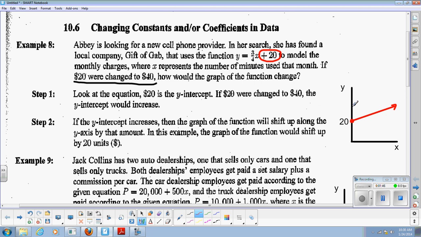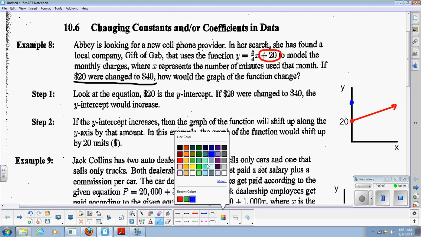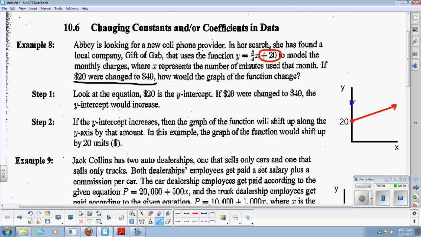Well, where is 40 compared to 20 on the graph? That's right, 40 would be above that. So the dot for the start of the graph would actually be higher on the graph. And since the slope didn't change for that, that line will run at the same rate. So then how does the graph change? It just starts higher on the graph.